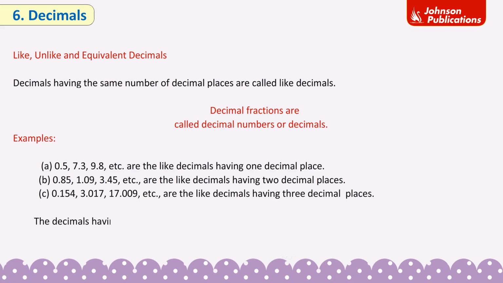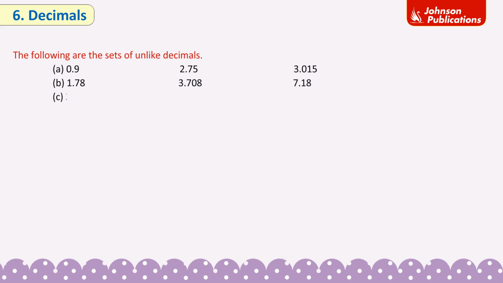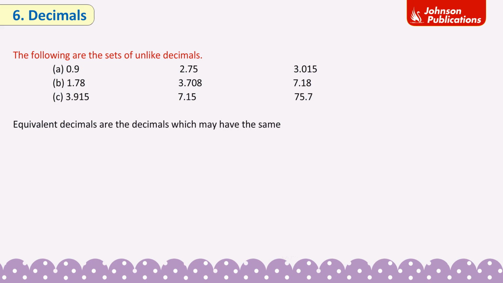The decimals having different numbers of decimal places are called unlike decimals. The following are the sets of unlike decimals. A. 0.9, 2.75, 3.015. B. 1.78, 3.708, 7.18. C. 3.915, 7.15, 75.7. Equivalent decimals are the decimals which may have the same or different decimal places, but they represent the same value.